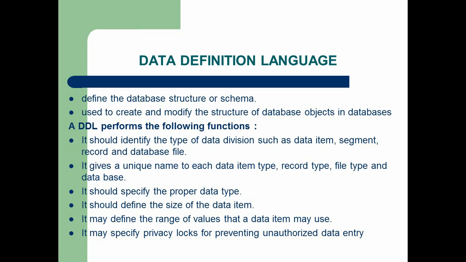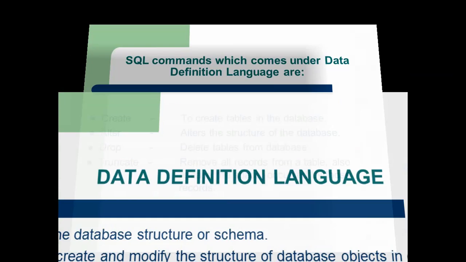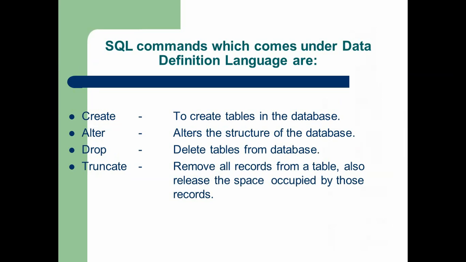The next point is it may specify privacy locks for preventing unauthorized data entry. So DDL is also used to give security, which is called privacy locks. This is called the authentication process, which we are going to discuss in this lesson. Some of the DDL commands are create, alter, drop, truncate. So create, alter, drop, truncate are DDL commands which come under data definition language.